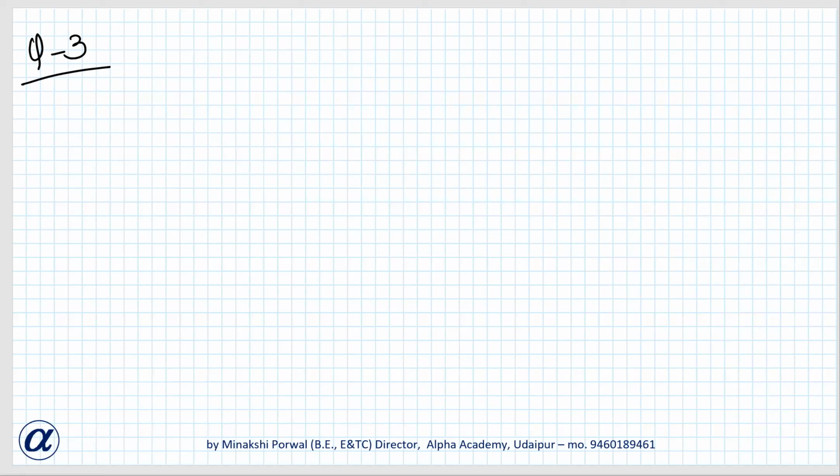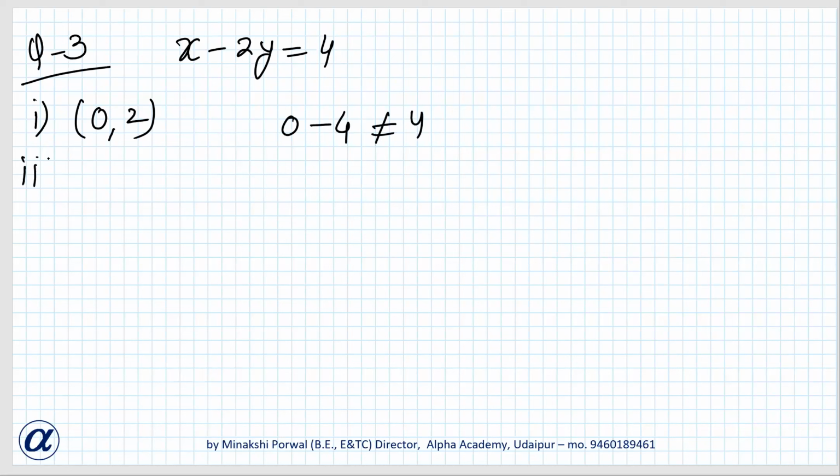Question 3. Check which of the following are the solutions of this equation and which are not. So equation is x minus 2y equals to 4. I am giving you a few minutes. You can try all the solutions, then we will discuss. First one, 0 comma 2. When x is 0 and y is 2, it is minus 4. It is not equal to 4. So this is not a solution.